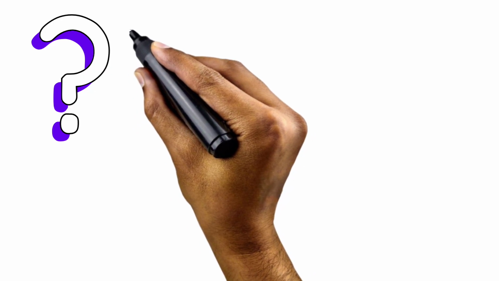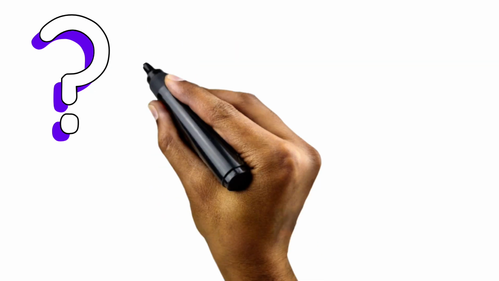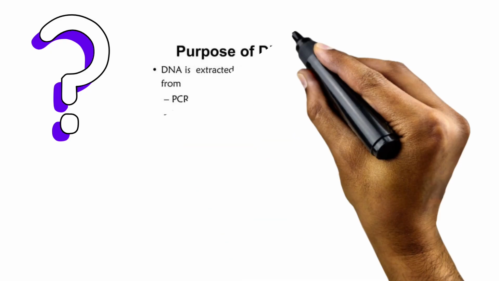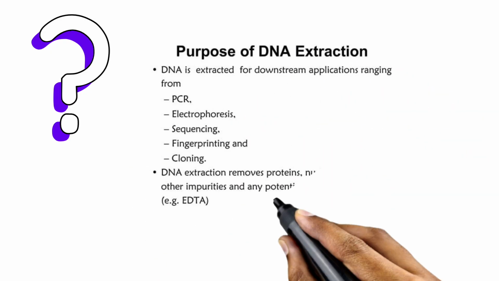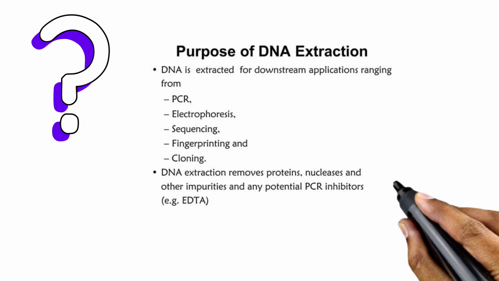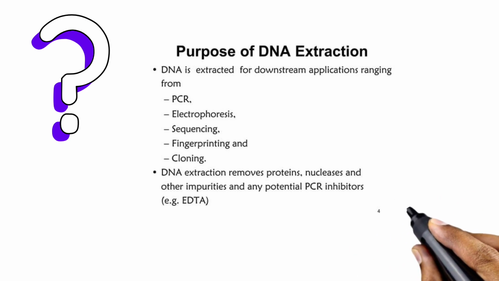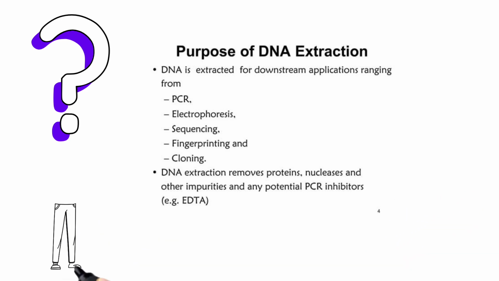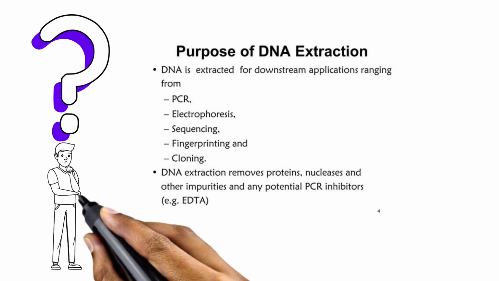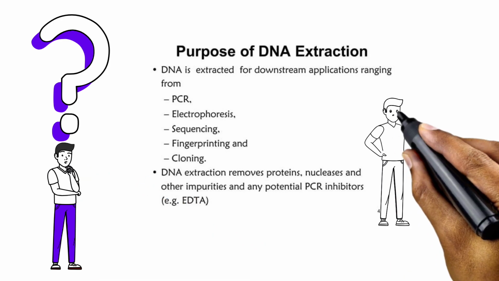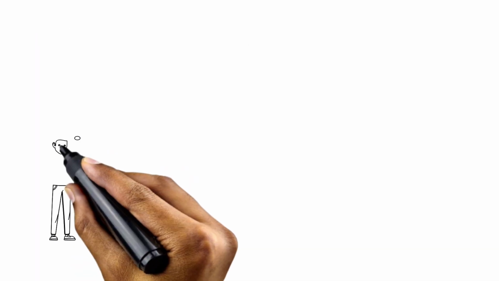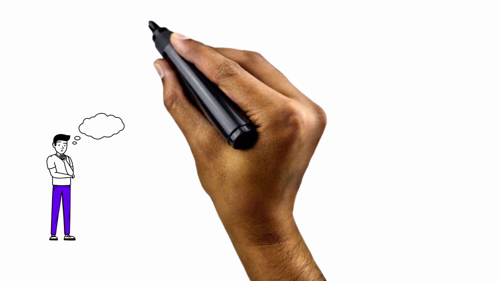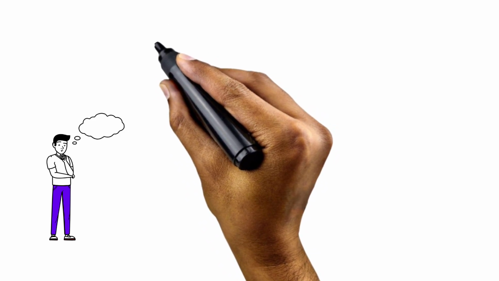The purpose of doing nucleic acid purification is that DNA is extracted for downstream applications ranging from PCR, electrophoresis, sequencing, fingerprinting, and cloning. DNA extraction removes protein, nucleases, and other impurities. So that's why DNA extraction or nucleic acid extraction is important.